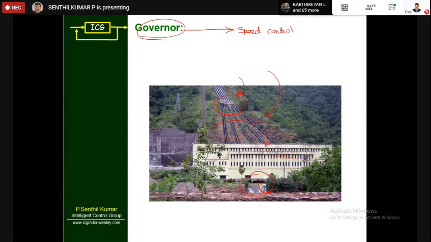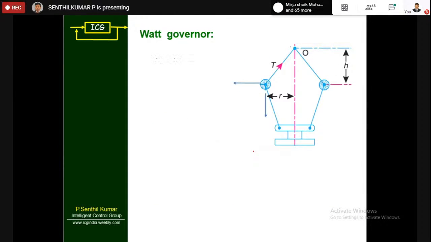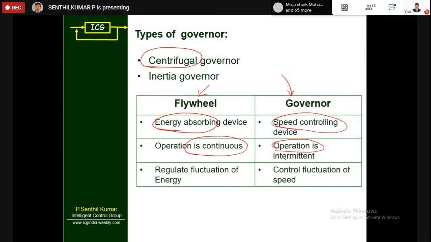So in that case we need some speed controlling devices, and then you can go for a governor. So the operation of the governor is intermittent. It's optional; if you want you can use it, otherwise you don't need a governor. Then in terms of working, the flywheel regulates energy. That's very, very important. The flywheel is related to energy, whereas the governor is related to speed. There is no relation between governor and energy. Similarly, there is no relation between flywheel and speed. Both are different. That you must know.